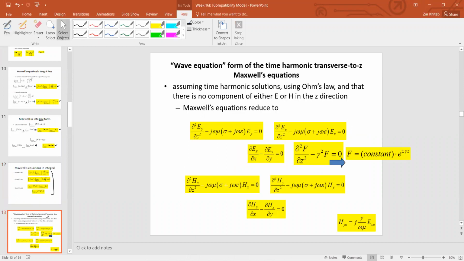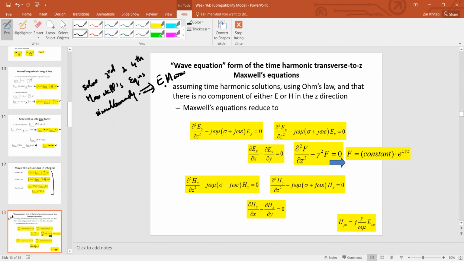Now, as I said, when you solve the third and fourth Maxwell's equations simultaneously, this will lead you to the EM wave. It will give you the electromagnetic wave. So let's see what that electromagnetic wave will look like. Let's see the EM wave.